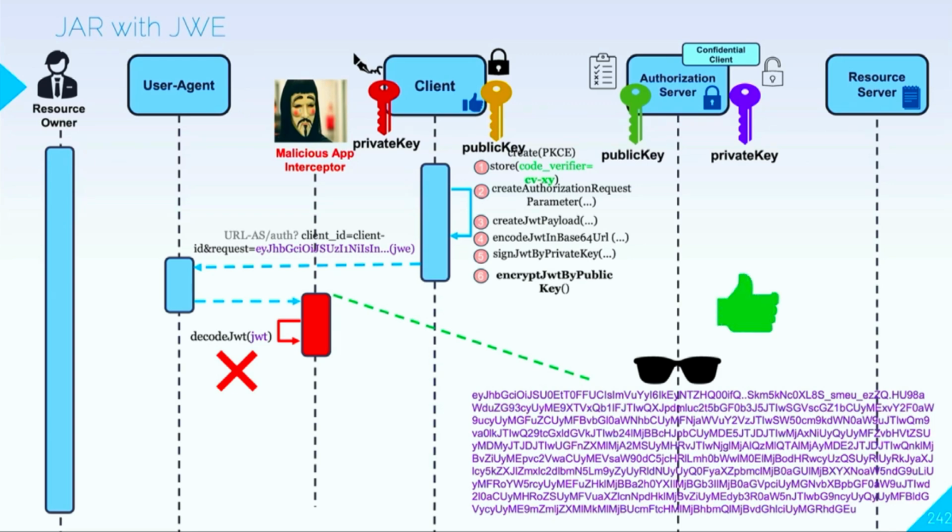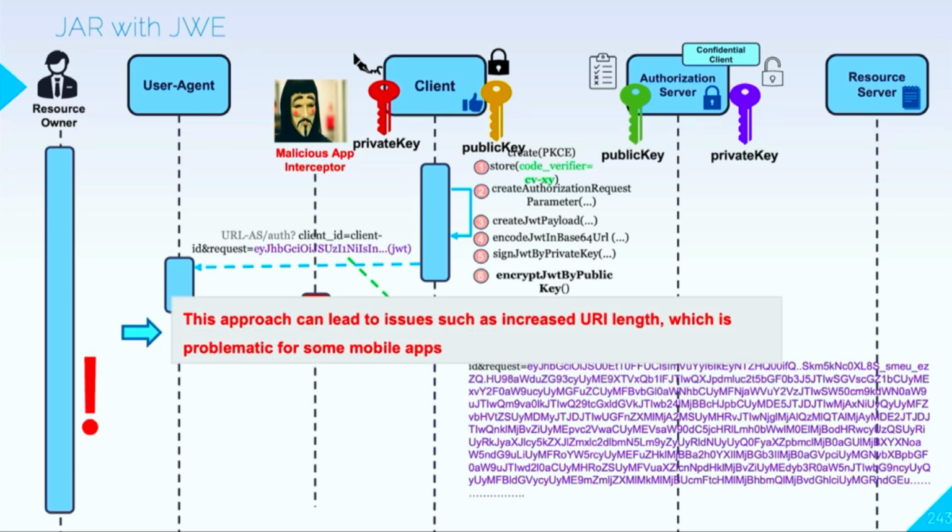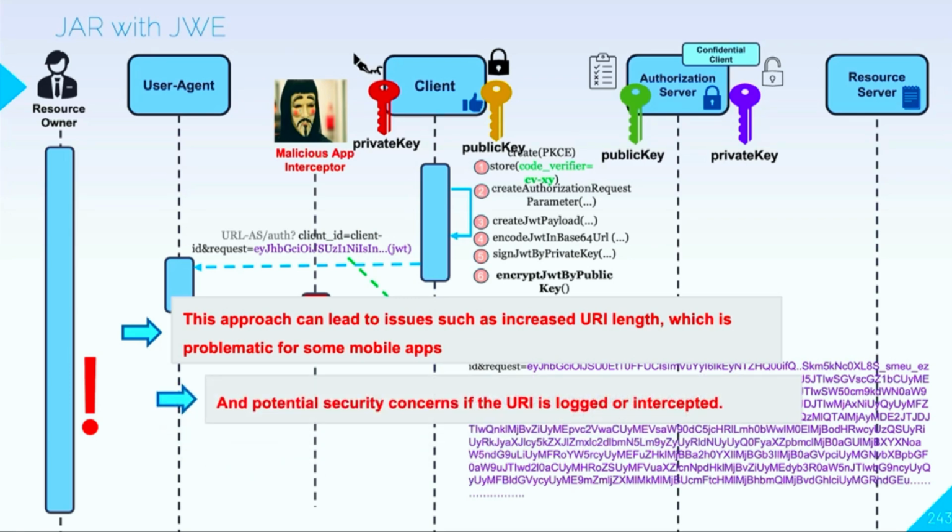Up until now, everything seems perfect, but we still face some challenges despite the security improvements. The first challenge comes after signing, encrypting, and packaging the token with the authorization parameters. Let's take a look at how long the URI has become. We have encountered this challenge before with the JAR extension as well. This approach can lead to issues such as increased URI length, which is problematic for mobile applications. And there is also the potential security risk if the URI is logged or intercepted. Even with signing or encryption, the URI might be recorded in logs or caches, exposing sensitive information unintentionally.